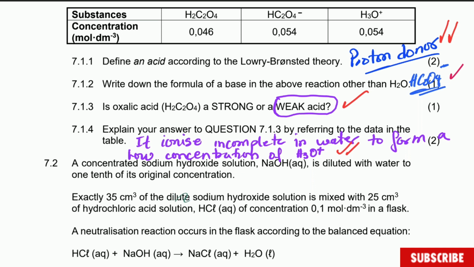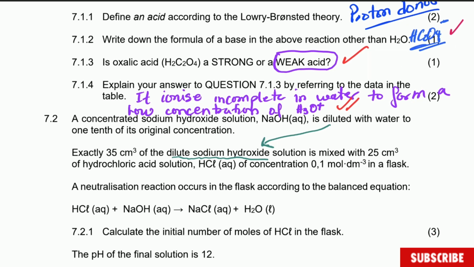Alright, so now what you need to know is that the sodium hydroxide used here is the diluted one, diluted to 1/10 of the original concentration. That is given to you. A neutralization reaction occurs in the flask according to the balanced equation, and this one is the balanced equation of hydrochloric acid and sodium hydroxide. Remember, this sodium hydroxide here is the one that is diluted to 1/10 of the initial concentration.